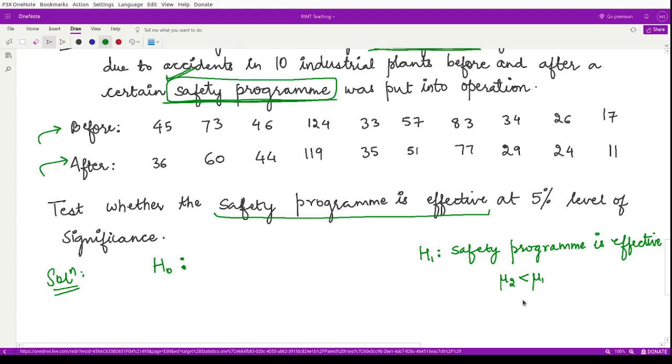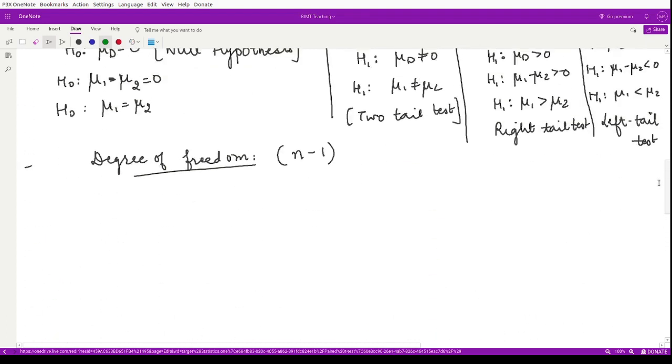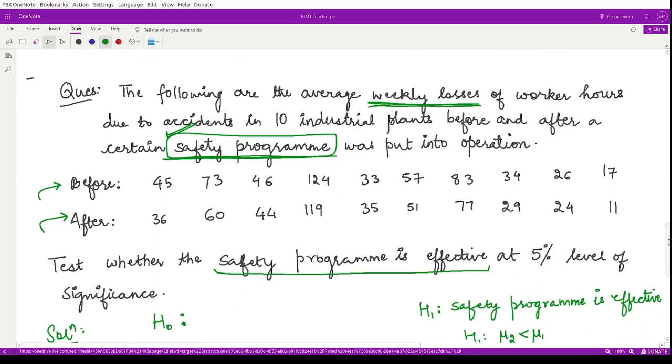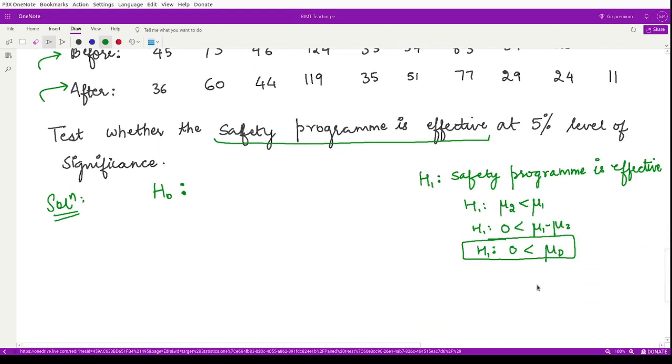So that means we would say mu1 minus mu2 is greater than 0, or what is this thing? This is mu of d. So we will say mu of d is greater than 0 in this case. So this is your alternative hypothesis. Corresponding to this alternative hypothesis, now which tail test will you use here for mu d greater than 0? For mu d greater than 0, we will use the right tail test here.